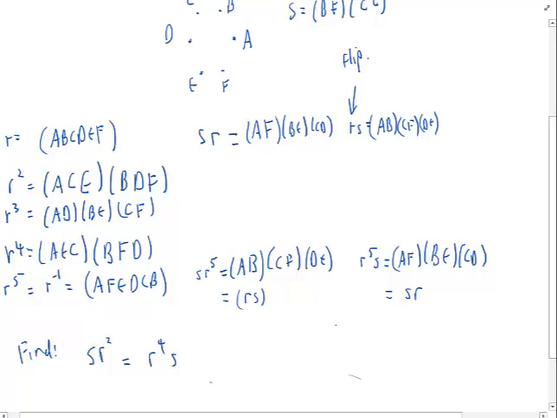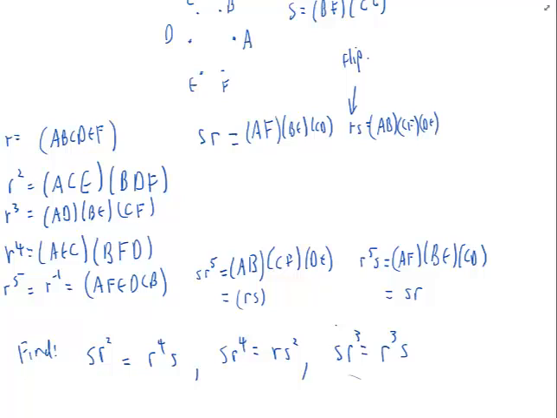And you'd find sr to the fourth is equal to r squared s. And you'd also find that sr cubed equals r cubed s. So what's the relation here? Well, notice that in each one of these cases, the exponent on r on the left and the exponent of r on the right adds up to 6.